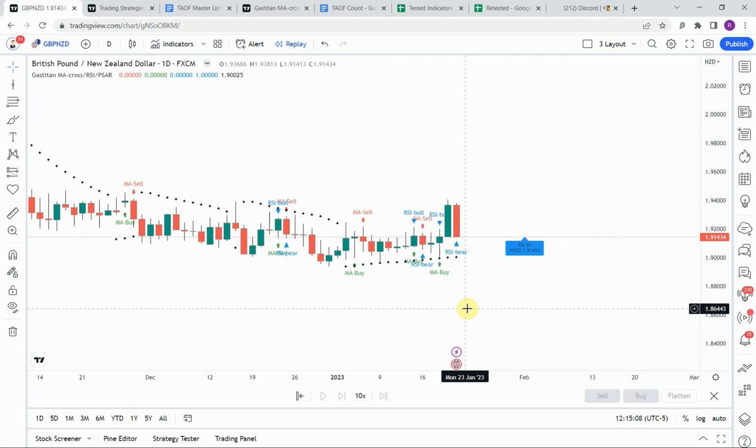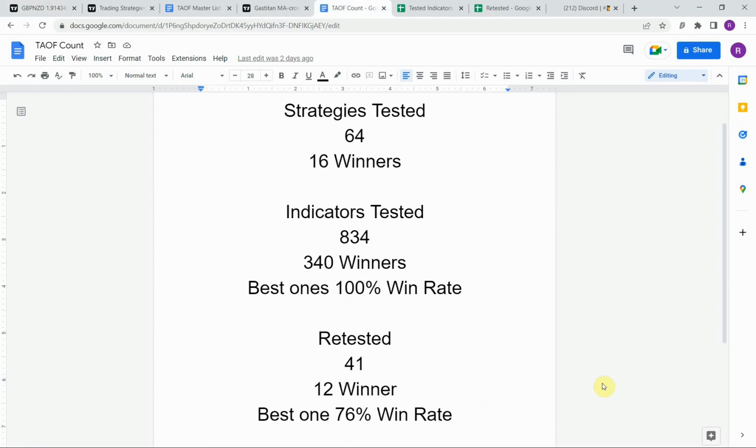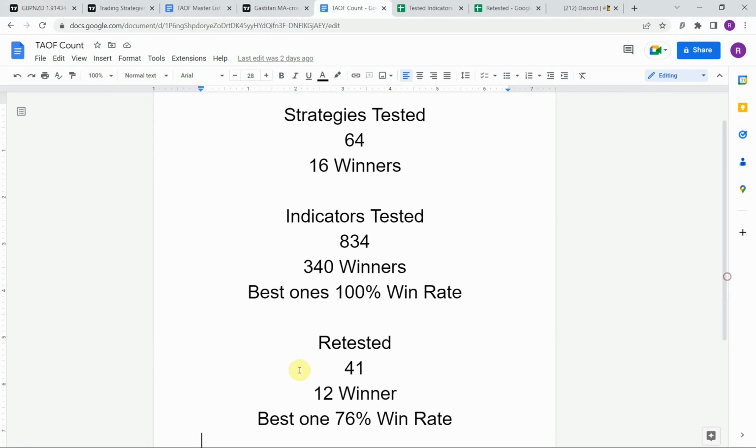Alright, as I said, today we will be looking at an advanced testing of the Gastitan MA Cross RSI Parabolic SAR indicator. Before we do, I wanted to put the testing scoreboard up for everyone to see. To date, we have tested a total of 64 different strategies, with 16 of them being profitable. We have also tested a total of 834 indicators, with 340 of them being winners. The best ones so far were able to achieve a 100% win rate.